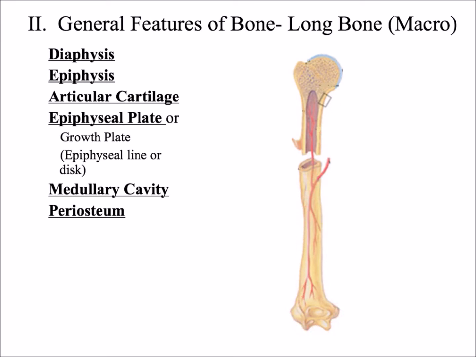And then the last structure is called the endosteum. Endo means inside. Osti means bone. So the endosteum is the inner membrane that lines the medullary cavity. Again, all these structures are what we call macrostructures, structures you can see without the aid of a microscope.